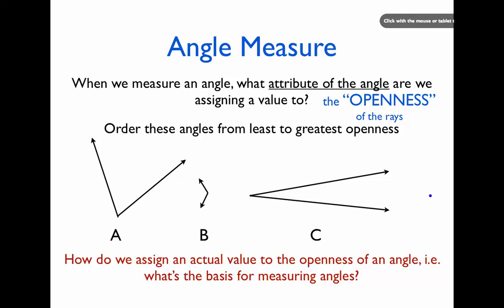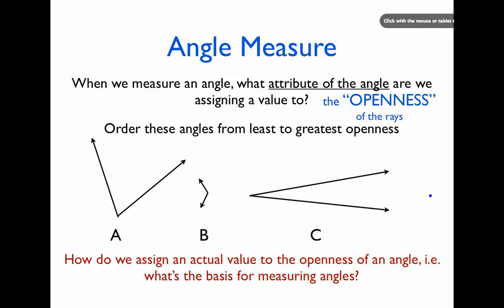Okay, so other ideas. How do we assign an actual number to the openness of an angle? Alex? Well, the more you open the door, it's kind of making a circle. Okay. So we have certain information already on circles that you can use to measure. These guys are both getting onto it.